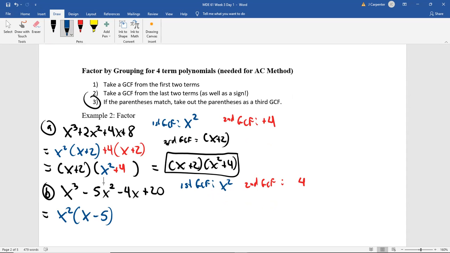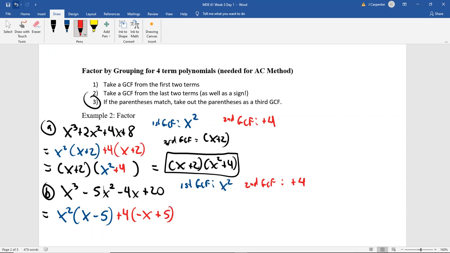Now let's try something. I'm going to spoil this. This is going to be wrong. Let's try taking out a plus 4, okay? If I take out a plus 4, I'm doing negative 4x divided by positive 4. See, these signs play an important role. Negative 4x divided by positive 4 is negative x. And then positive 20 divided by positive 4 is going to be positive 5.